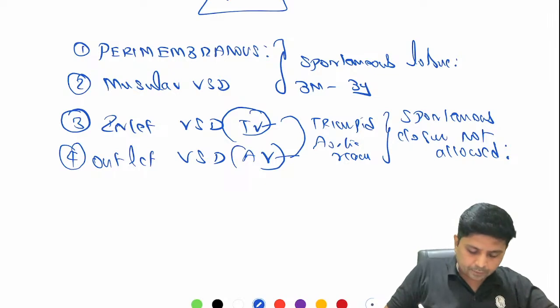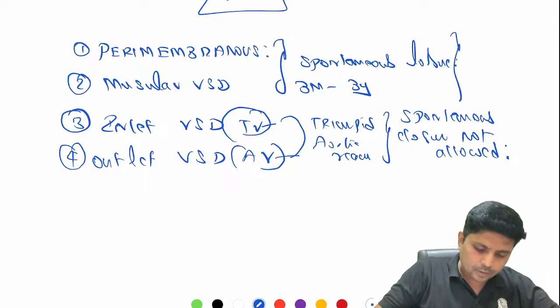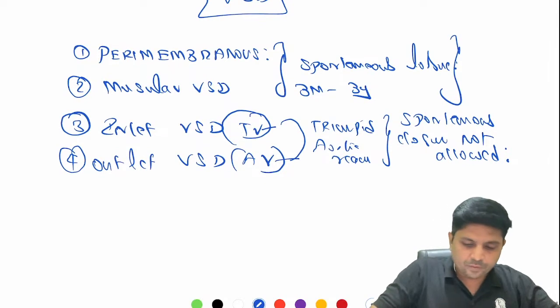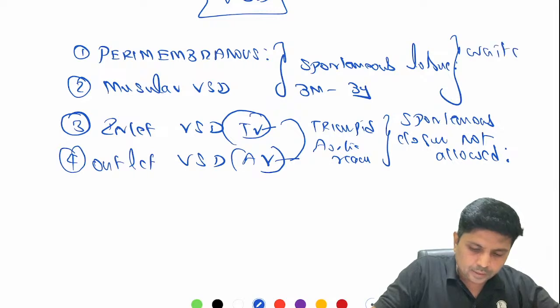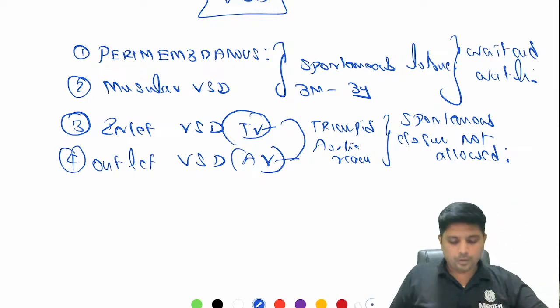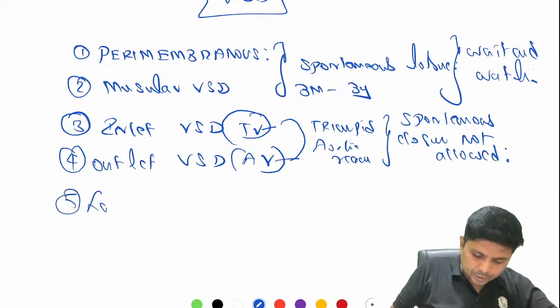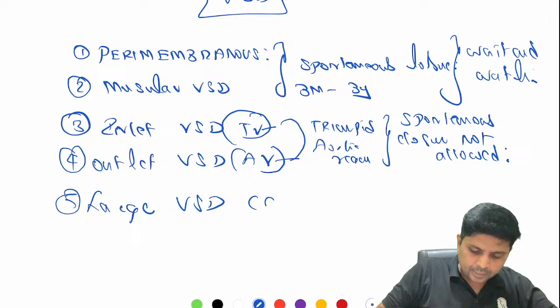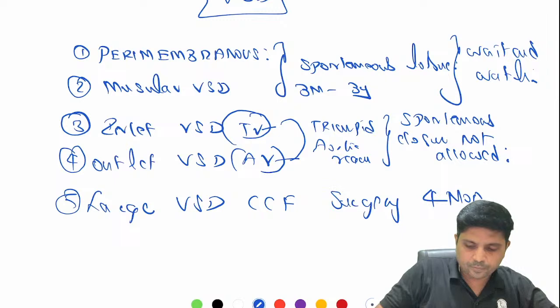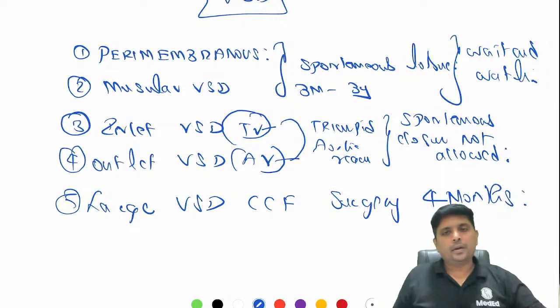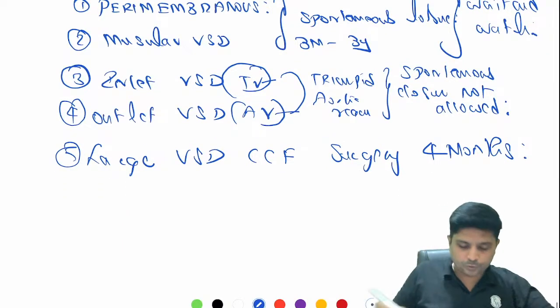So in case of membranous and muscular, wait and watch. Remember, but a large VSD causing CCF, surgery can be done, closure can be done at 4 months itself.